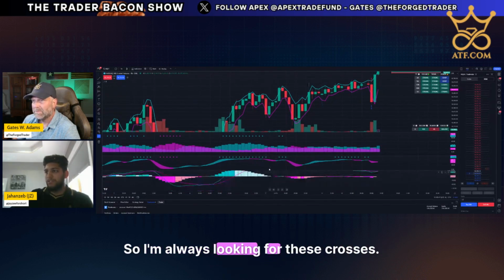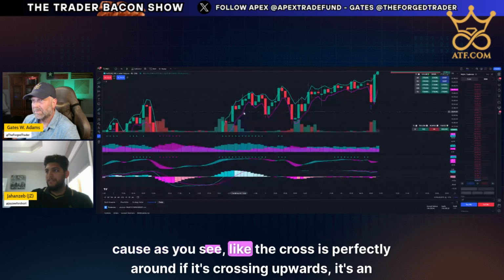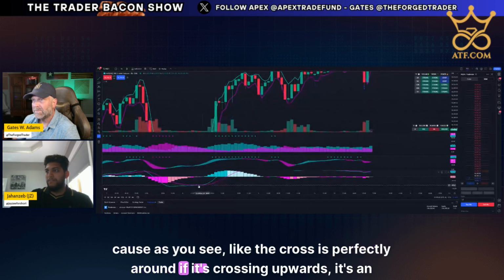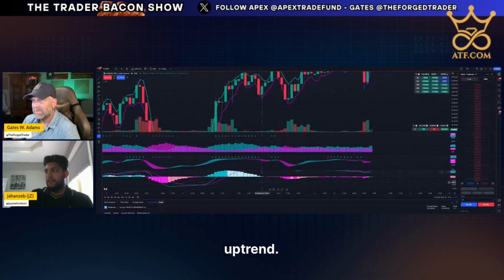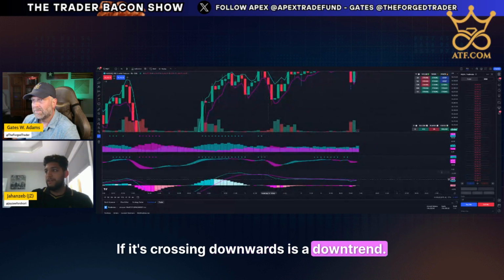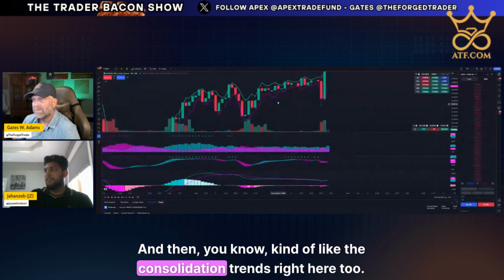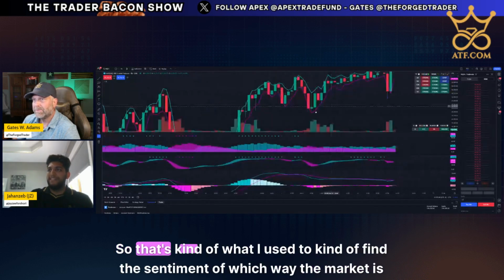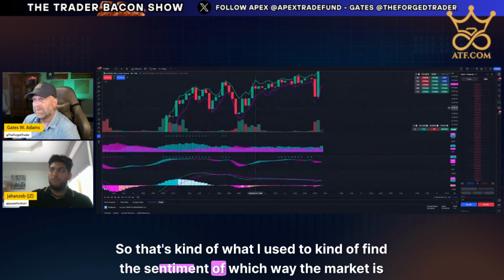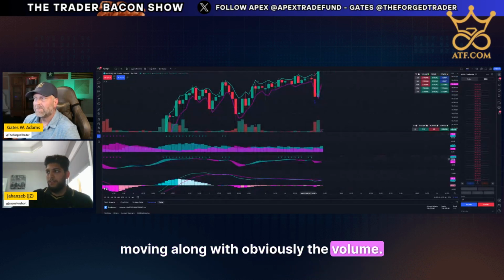So I'm always looking for these crosses because, as you see, the cross is perfectly aligned. If it's crossing upwards, it's an uptrend. If it's crossing downwards, it's a downtrend. And then there are the consolidation trends right here too. That's what I use to find the sentiment of which way the market is moving, along with the volume.